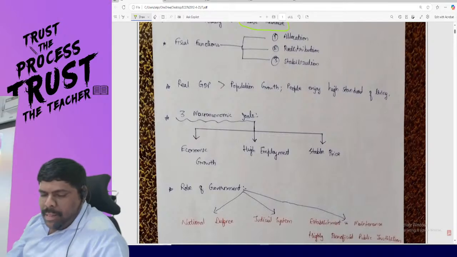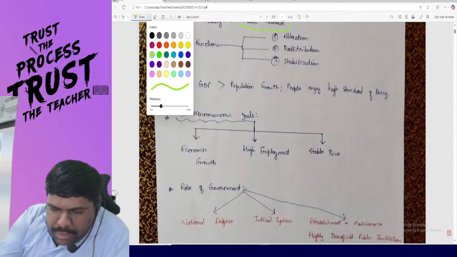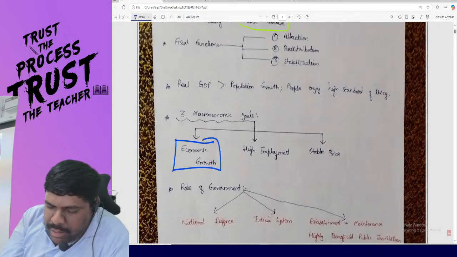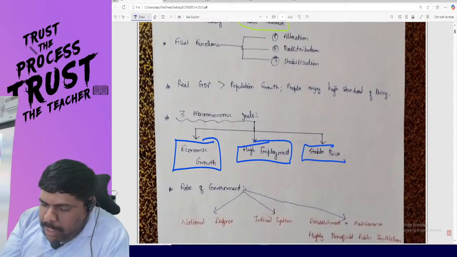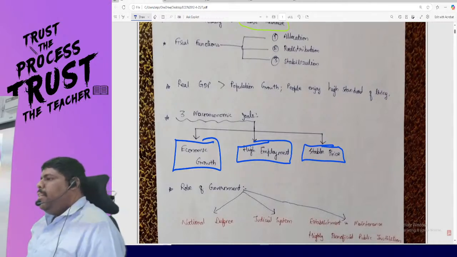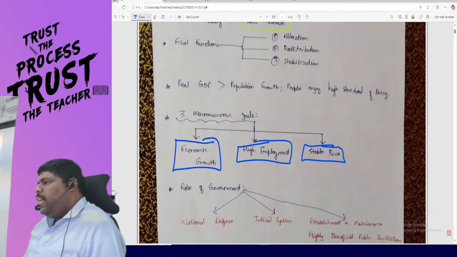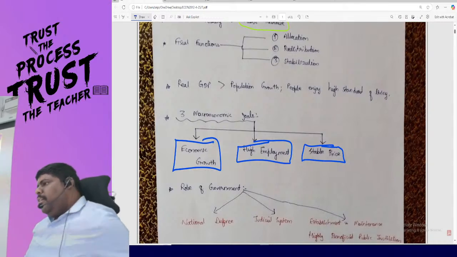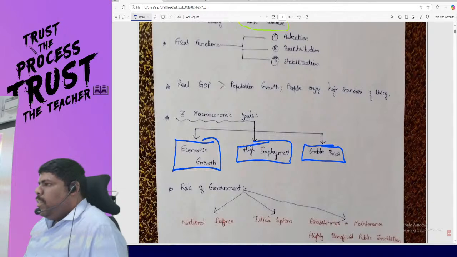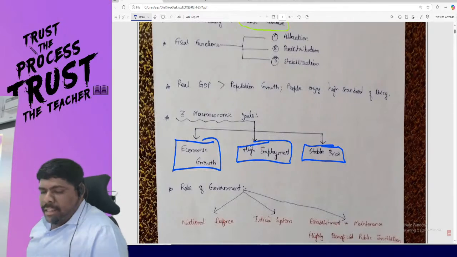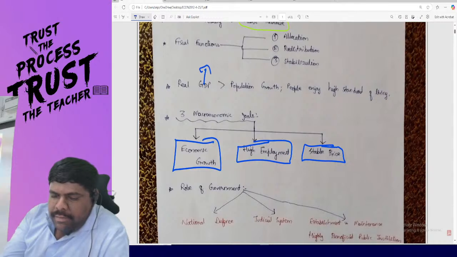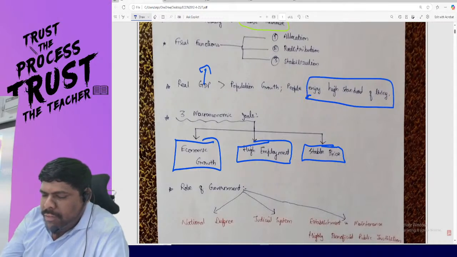Ma, listen. This is the major area. Right, listen. See, the major role of every government is to maintain this. Just look at the 3 lines which have been highlighted. First, there must be growth in the country in terms of economics. Your country must grow. Number 2, there should be no unemployment and there should be stable prices. If you have all three, your GDP will increase so that the people will enjoy a high standard of living.